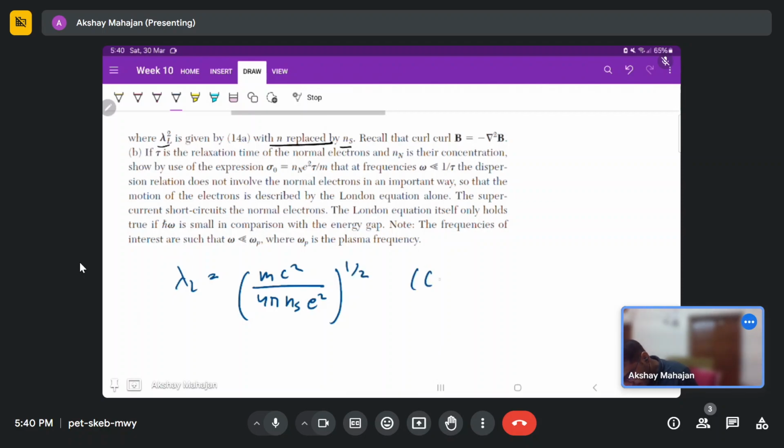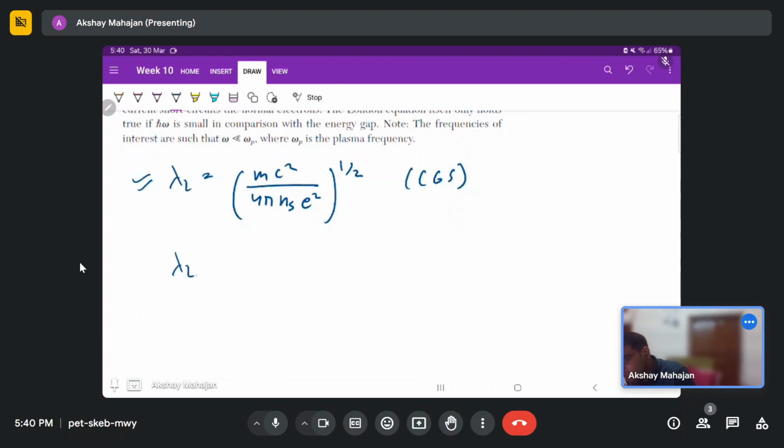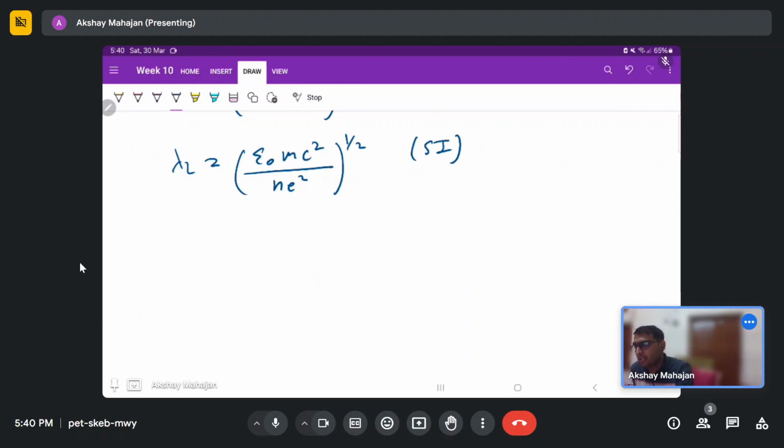This is in the CGS units, which we are going to use, and in the case of the SI unit, it is given by epsilon naught mc square divided by n e square, all to the power 1 by 2. This is in SI units. But we will do the CGS units, and then you can try to convert it into SI units.